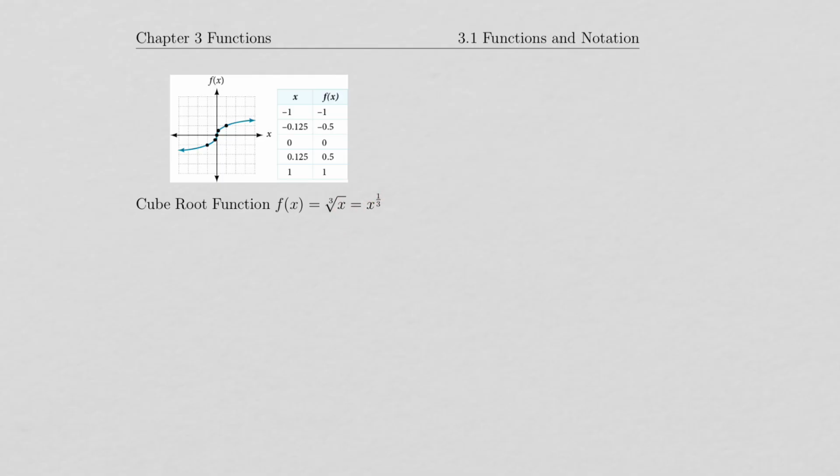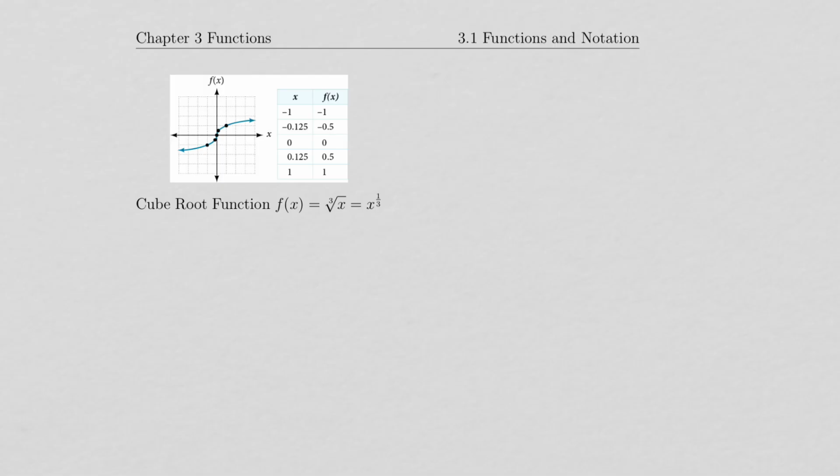Now if the input is -1, I want the cube root of -1. What does that mean? It means what times what times what will give me -1. Well, it turns out -1 is the answer here that will work. If the input is -1/8, then what's the output? What times itself three times would give you -1/8?